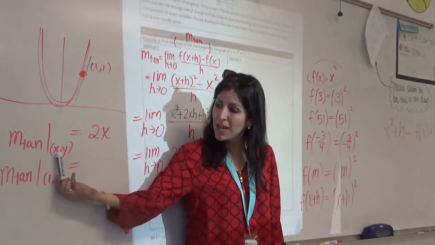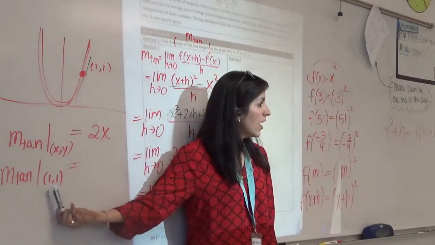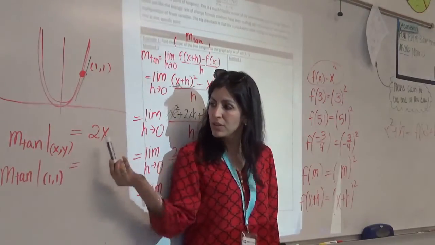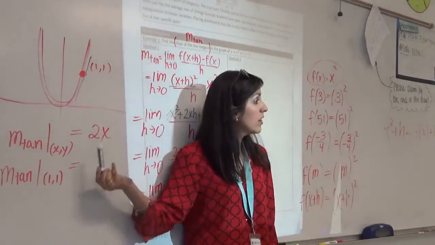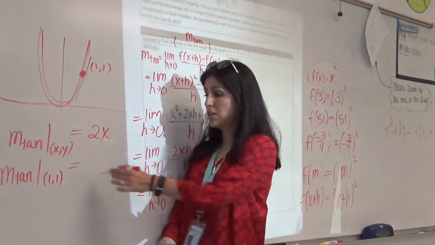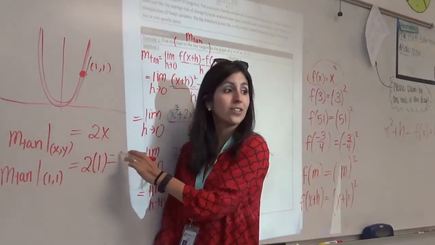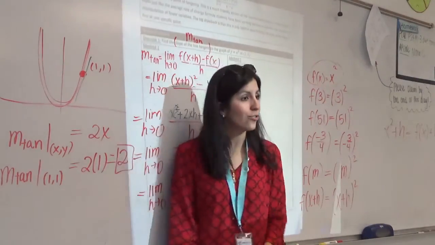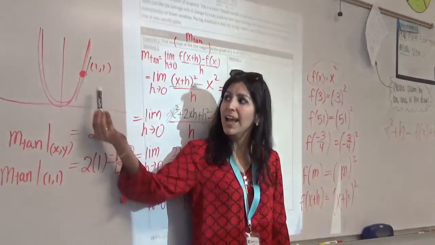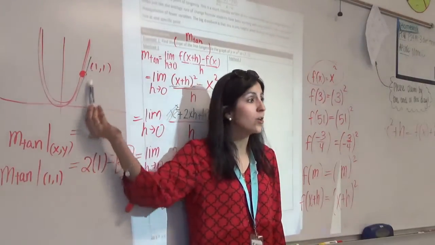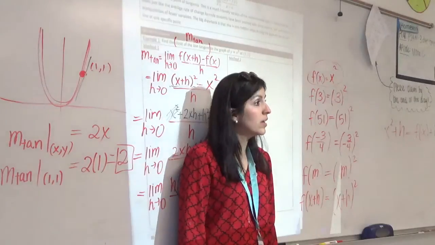Which means I've made my x a 1, right? And my y a 1. So could I perhaps evaluate this at my point? 2 times 1 for an answer of 2. And I think you can probably agree that the slope of that line, it makes perfect sense, could be equal to 2.